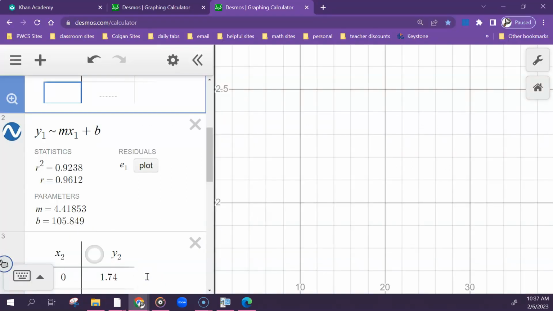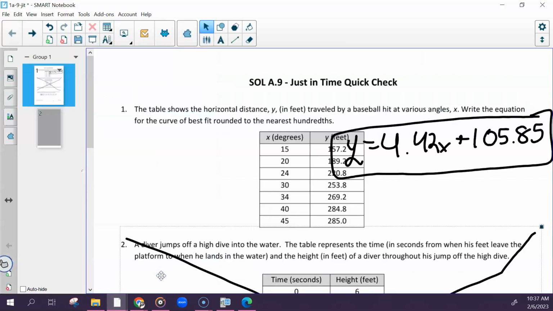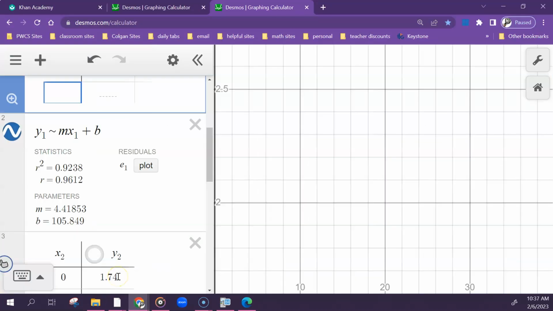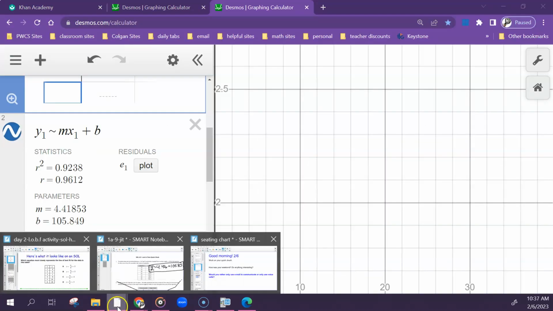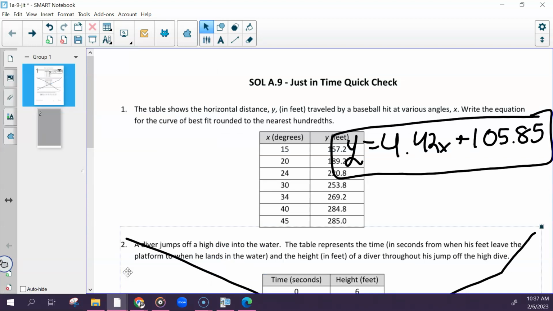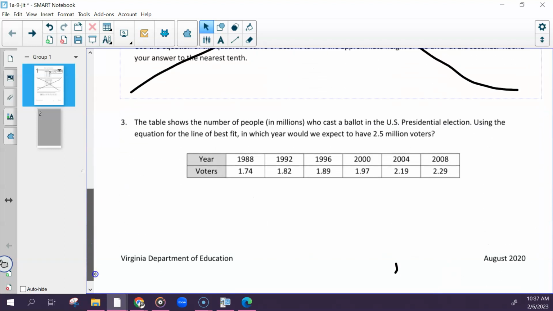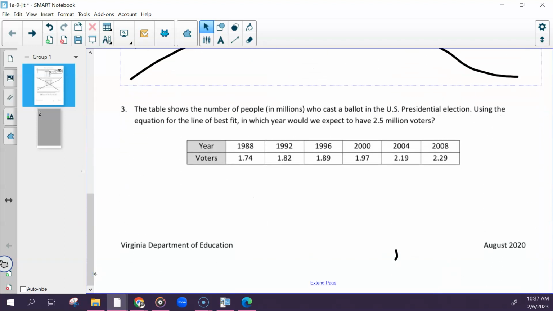So y equals 4.42x plus 105.85. Questions on that one? Okay. Also notice that this only said write the equation. It didn't ask you to predict anything, so don't do more than what the question asks. Okay. For this one, anyone want to come up here to write their equation and write their answer?